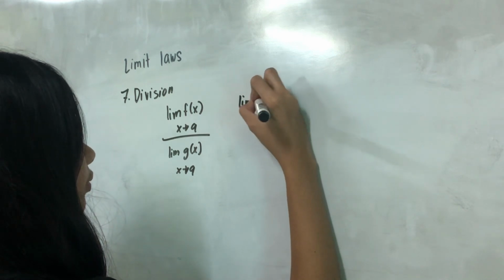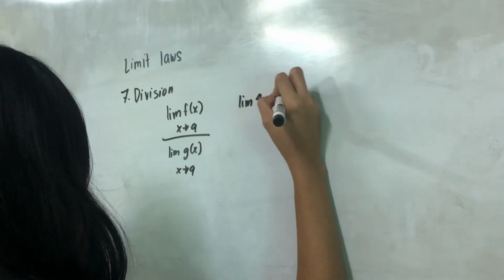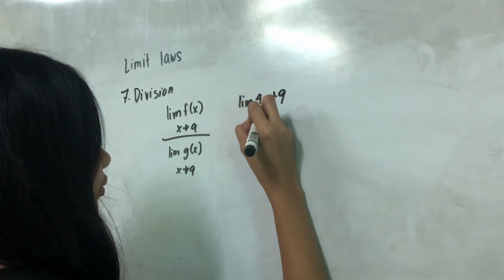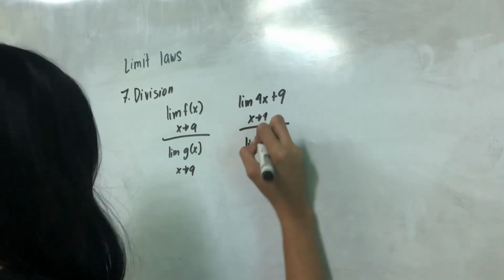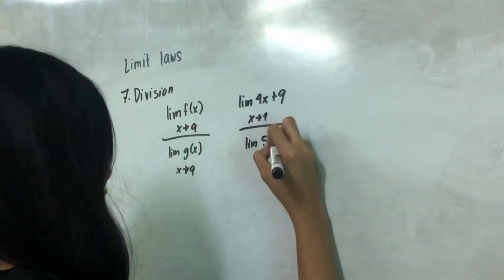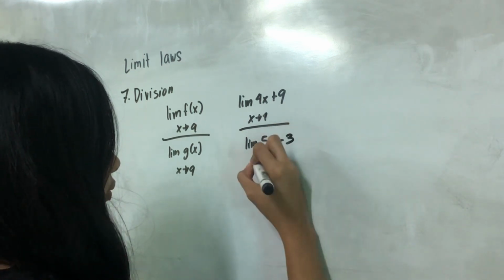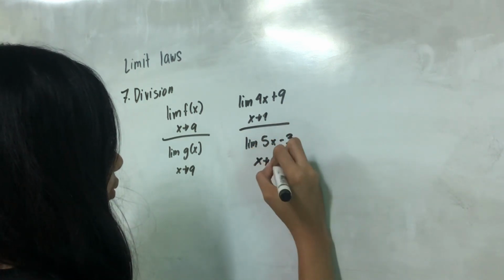The limit of 4x plus 9, x is approaching to 4 over limit of 5x minus 3, x is approaching to 4.